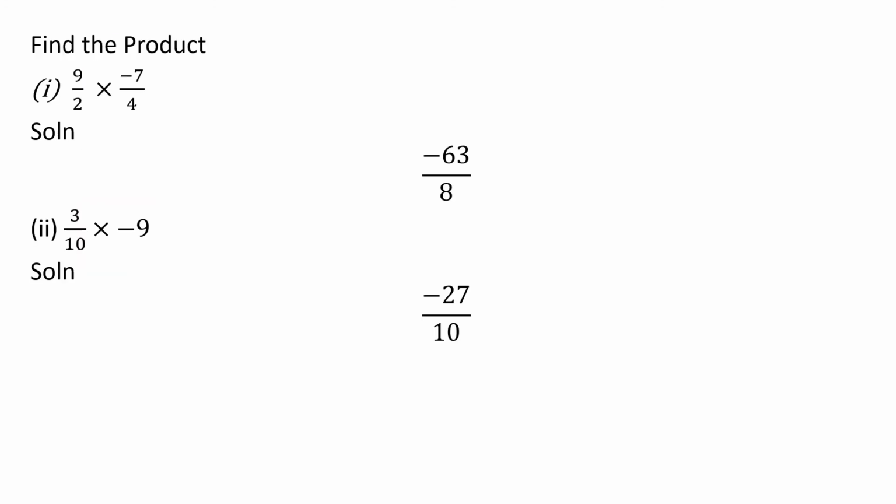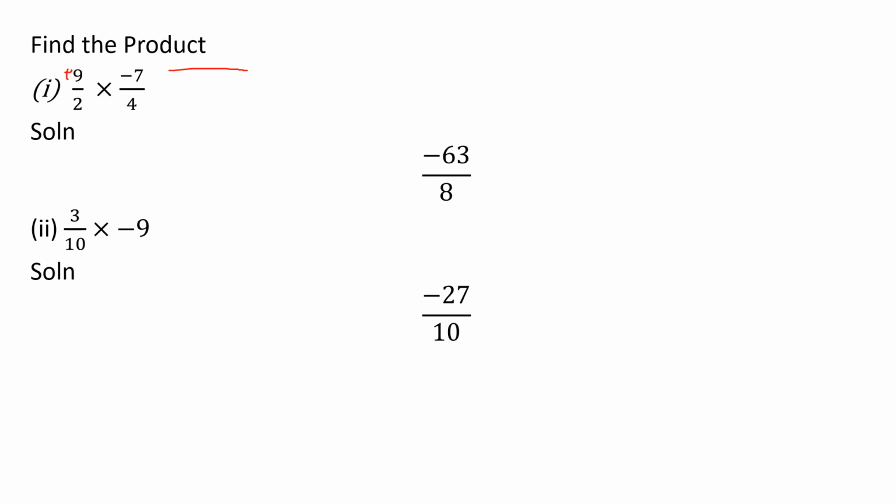The next one, find the product. It is very easy, okay? Just multiplication. 9 by 2 into minus 7 by 4. Multiply the numerator and write. Multiply the denominator and write. 9 sevens are 63. So plus into minus, minus 63.